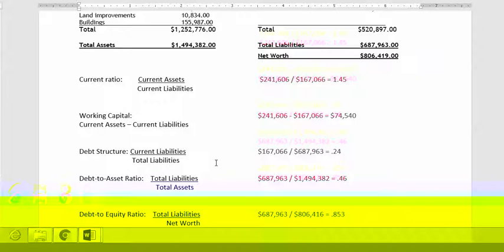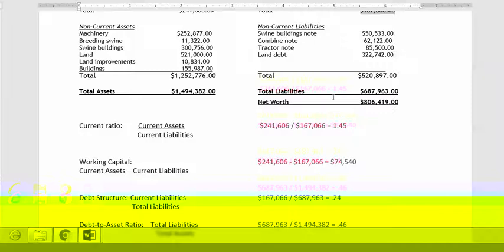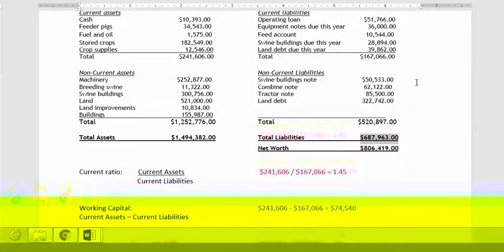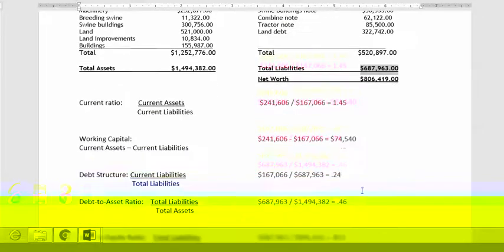Debt structure. How much of the total liabilities is due this year? Current liabilities divided by total liabilities. So the 167,066 of current liability divided by total liability of 687,963. So it's about 20.24. So this number can be kind of deceiving. It doesn't tell us a whole lot. It does tell us what percent of the total debt is due this year.